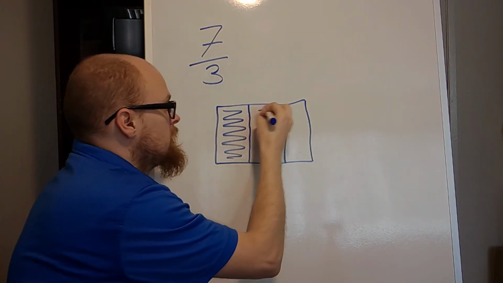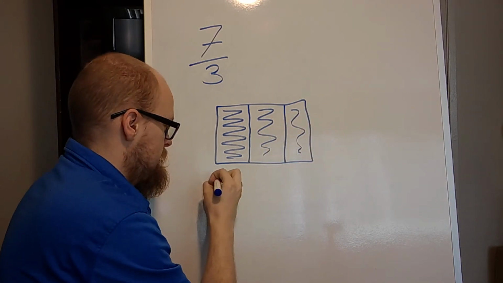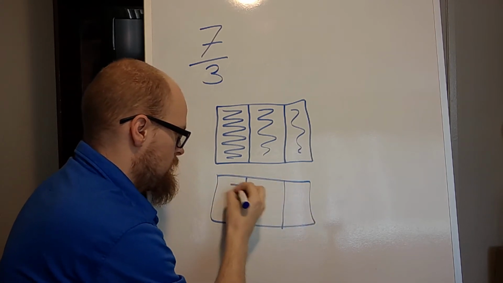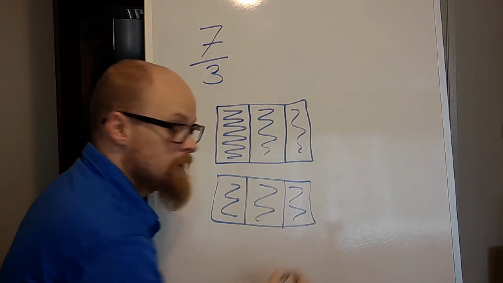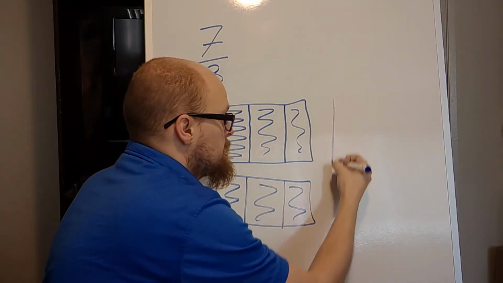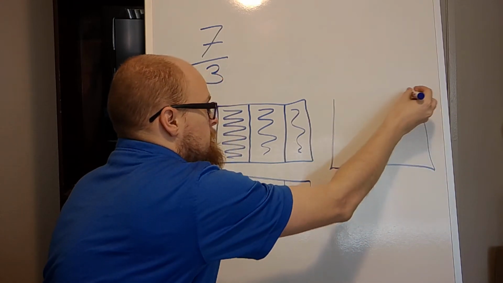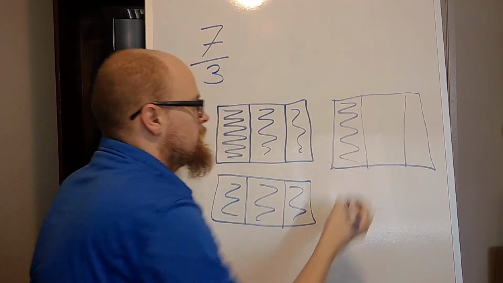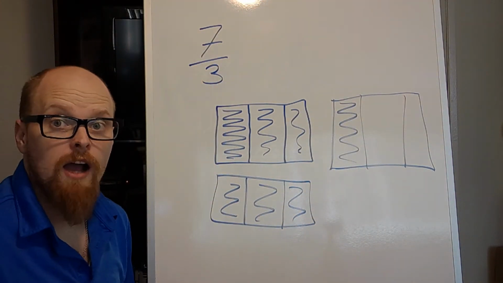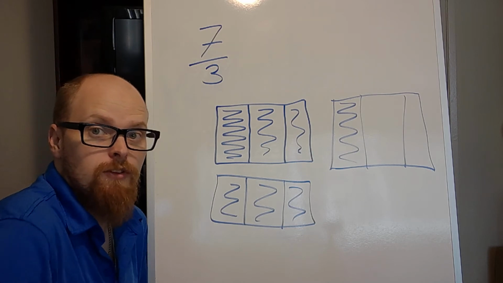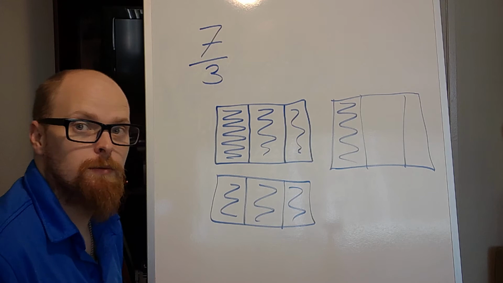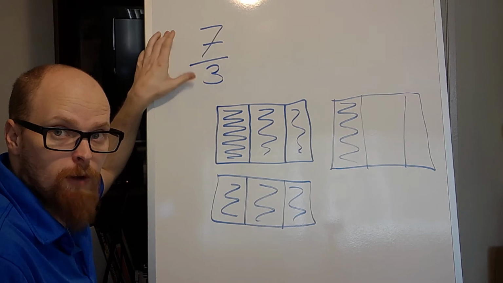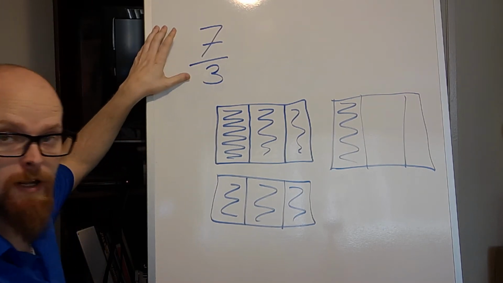This tells me I have 1, 2, 3, 4, 5, 6, 7. Notice I drew a new box for each set of 3, because each set of 3 represents one complete or whole number. So 7 over 3 is an improper fraction. Top's bigger than the bottom. Our numerator is bigger than our denominator.